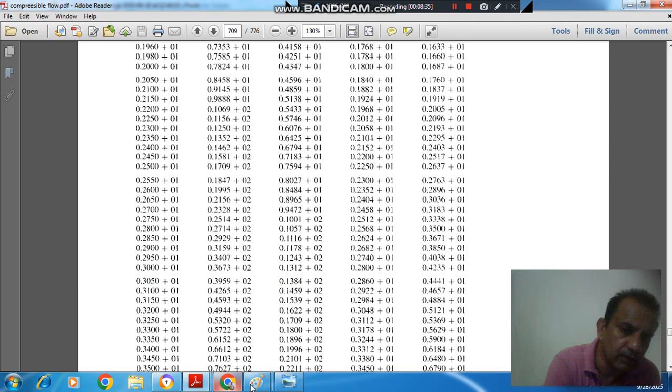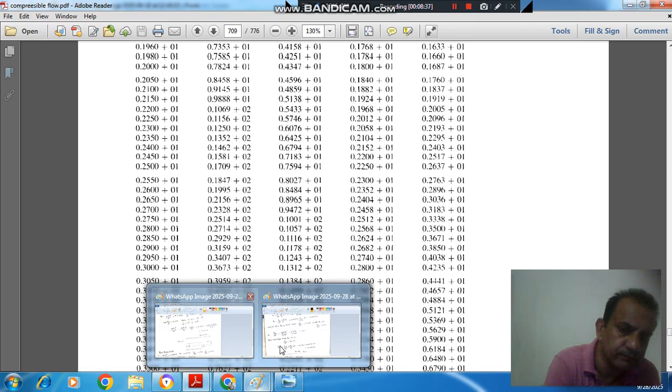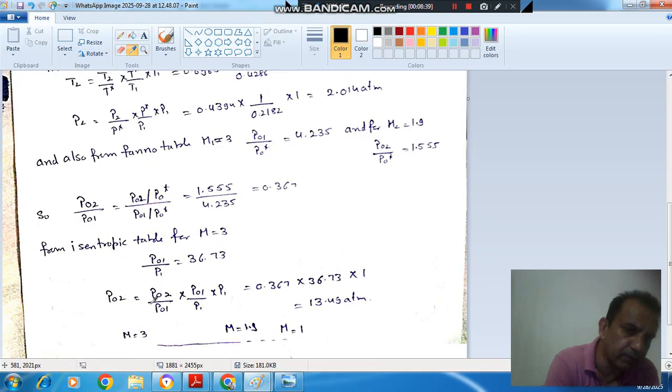After seeing this value, we can calculate P02 like we have calculated P2. P02 is equal to P02 by P01 into P01 divided by P1. This value we have seen from the table, and this value we have calculated. So P02 will come out as 13.49 atmosphere.